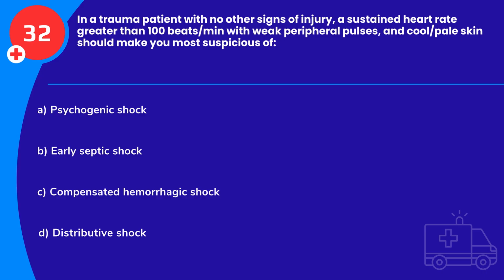Question 32. In a trauma patient with no other signs of injury, a sustained heart rate greater than 100 beats/min with weak peripheral pulses and cool/pale skin should make you most suspicious of: A. Psychogenic shock, B. Early septic shock, C. Compensated hemorrhagic shock, D. Distributive shock.